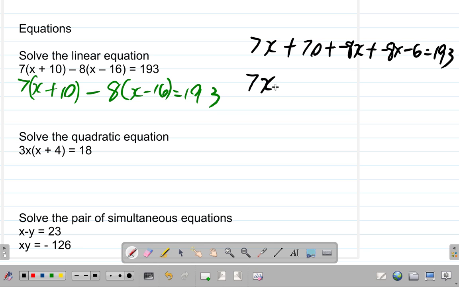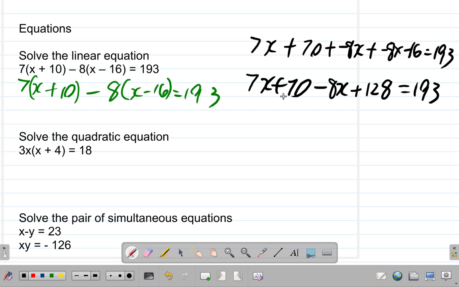All right, so now you have 7x plus 70 plus negative 8x, which means just minus 8x, plus negative 8 times negative 16. I wrote 6 there, it's 16. Negative 8 times negative 16 gives you positive 128. Good. Equals 193. All right? So there you have that.